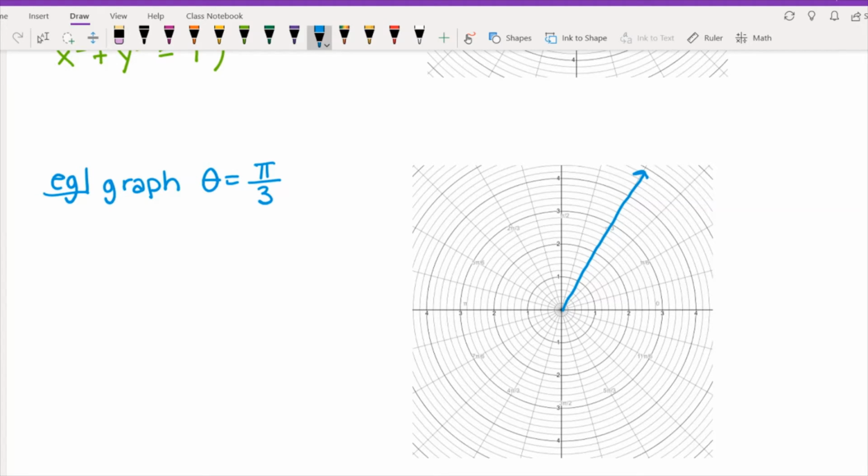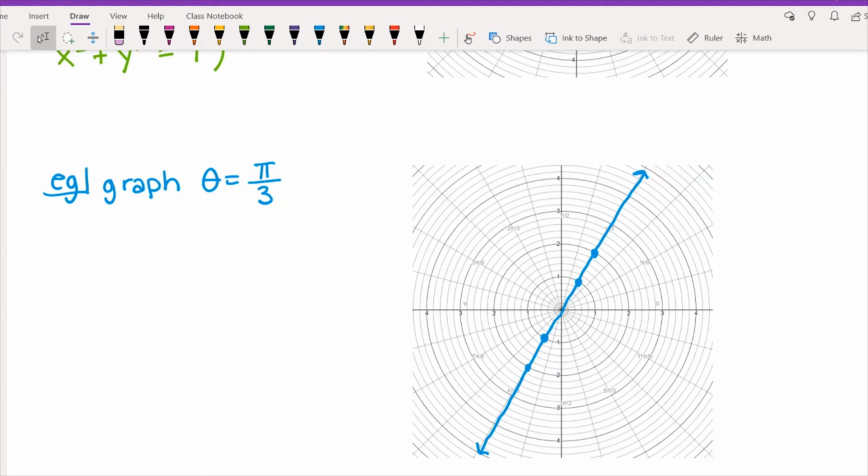going to go in both directions, because you could have, for example, pi over 3 with an r value of 1, and that would give you a point here. You could have an angle of pi over 3 with an r value of 2, that would give you a point here. But you could also have the angle of pi over 3 with an r value of -1, and that would give you this point. Or pi over 3 with an r value of -2, and that would give you this point.